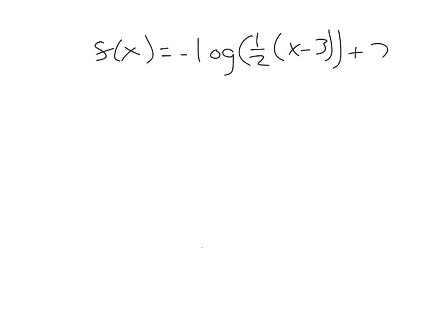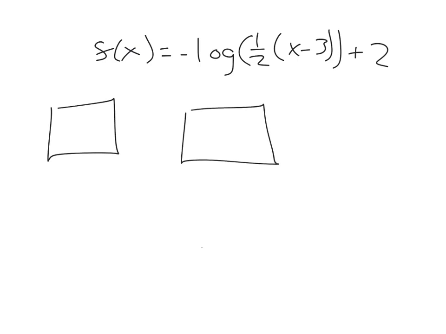Alrighty, so let's try this one. Let's do f of x is equal to negative log of 1/2 x minus 3 plus 2. So let's talk about the transformations before we apply them, and we're also going to be utilizing the boxes to help us in figuring out where that key point is going to end up. Remember, the first box is always the parent function, and then the second box is multiplication and division, and then the third box is addition and subtraction, okay?